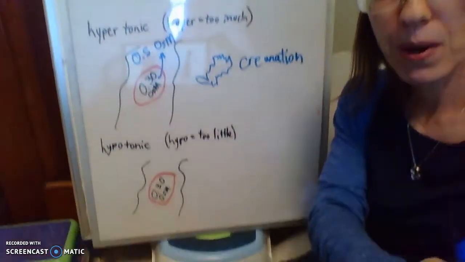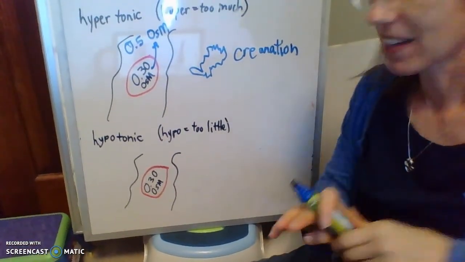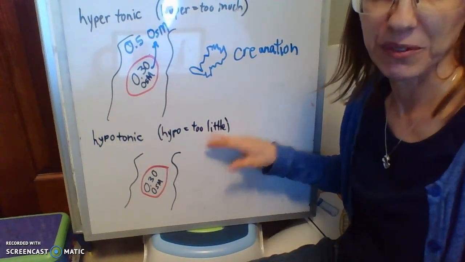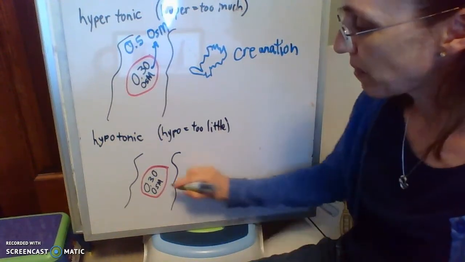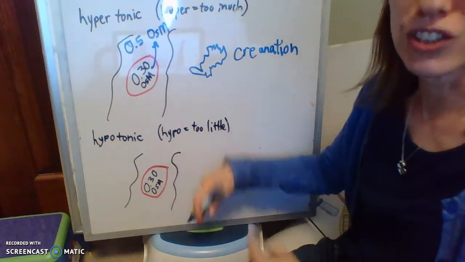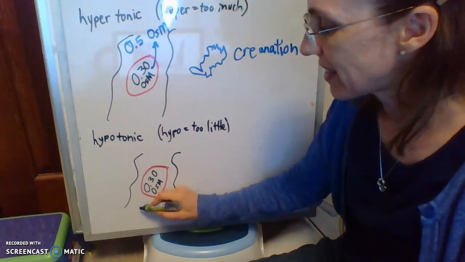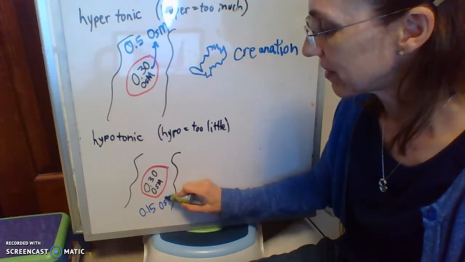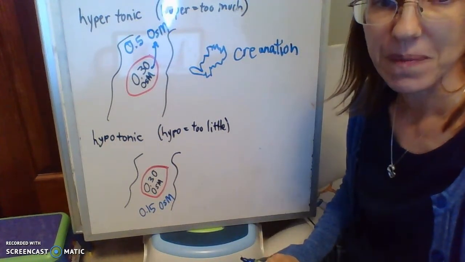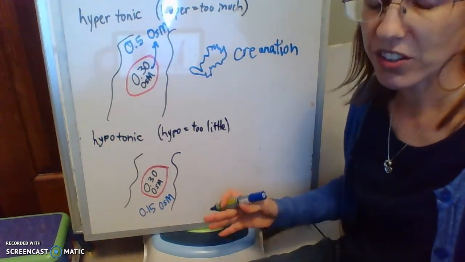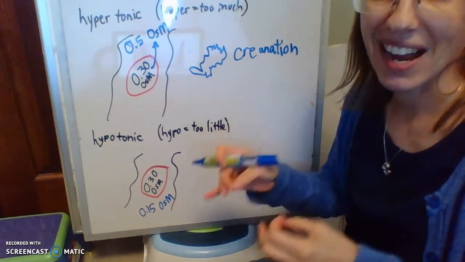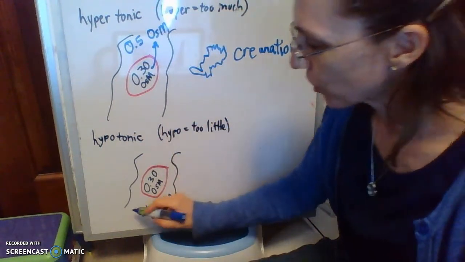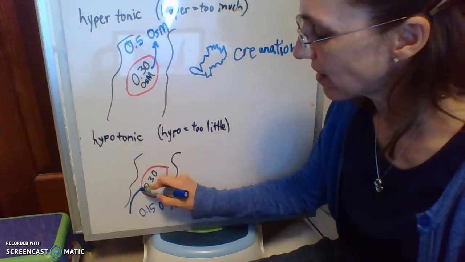Here we've got a hypotonic solution. Hypo is a prefix that means too little. If we remember that hypo means too little, that means that the solution this cell is in has a lower osmolarity. Let's say it's 0.15 osmolar. Okay, in that case, the water's going to move so that it dilutes out the higher concentration. So which direction is the water going to go? It's going to flood into the cell.